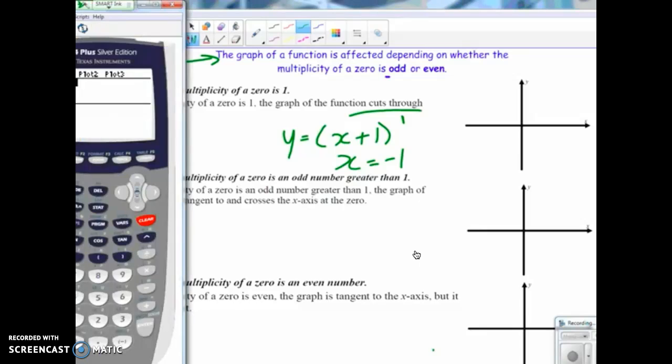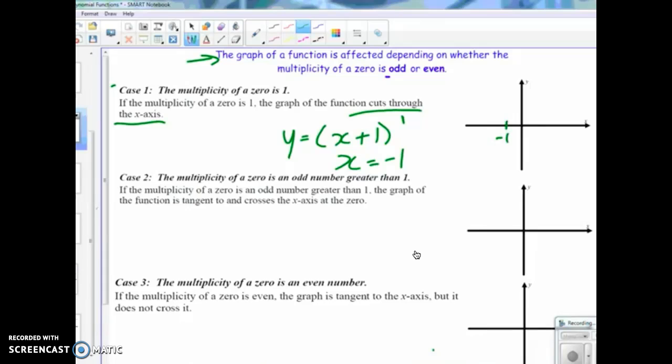So let's take a look at what happens on the graph when I graph this function. Go to your y equals screen, plug in x plus 1. Try a Zoom 6 standard for now, see if that works, and it's perfect. And notice what happens at the x-axis at its 0. It crosses the 0 once at the x-axis. So if I was to draw my graph on my lesson here, here's my 0, negative 1, it's going to cross that 0 once, and that's what happens when your multiplicity of a 0 is exactly 1.